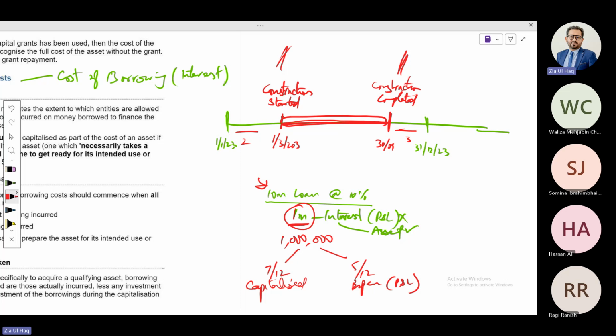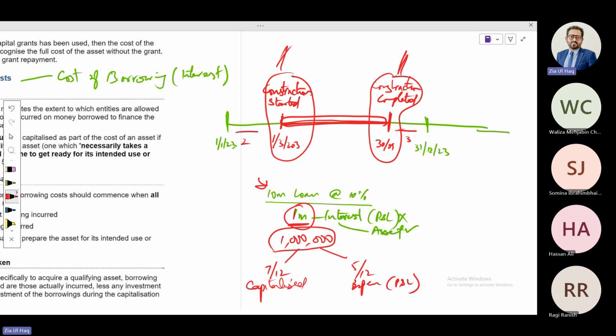So for the complete year, interest is 1 million. How much should be capitalized? From the date asset construction started to the date asset construction completed. For that time period, interest should be capitalized. And for the remaining part of the year where no asset construction work is carried out, it should be expensed out. This is the concept of borrowing cost.